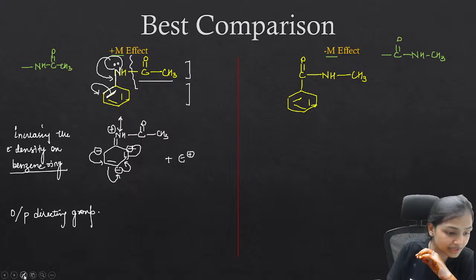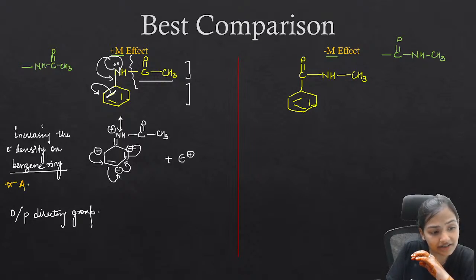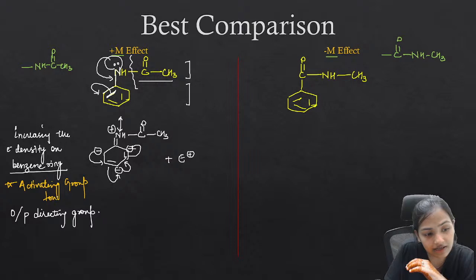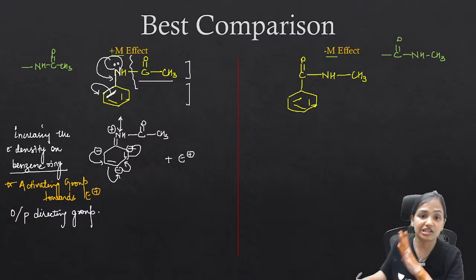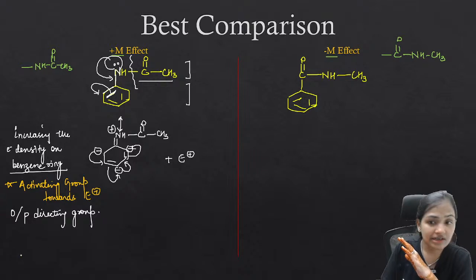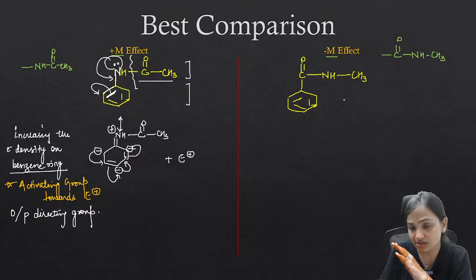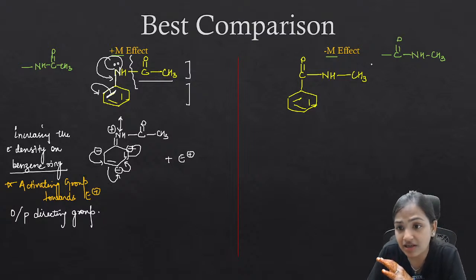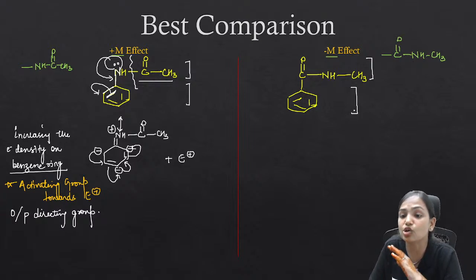So if this particular group is increasing the electron density over the benzene ring, it is said to be the activating group. Activating group for what? Activating group towards the electrophile, got it? And this is ortho and para directing in nature. Now if I ask you to compare with this particular structure, what do you have to see? Again you have to see what type of polarity is developed between the group and the conjugated system.